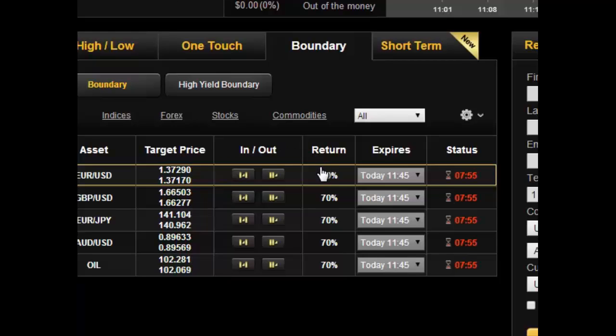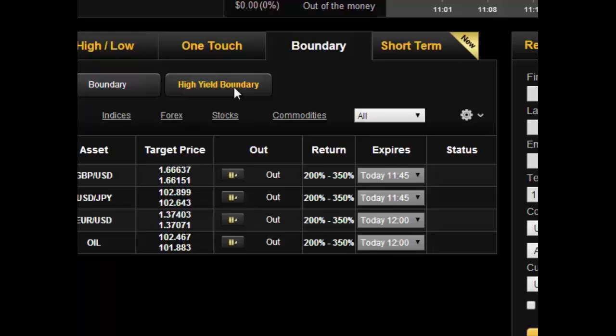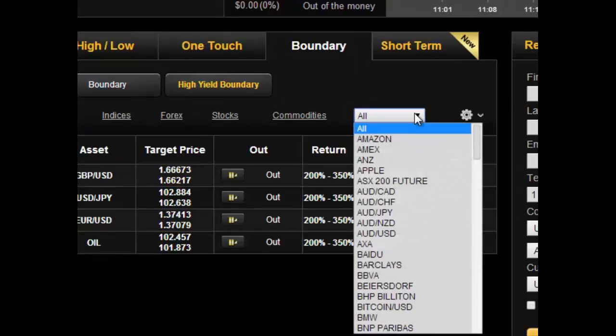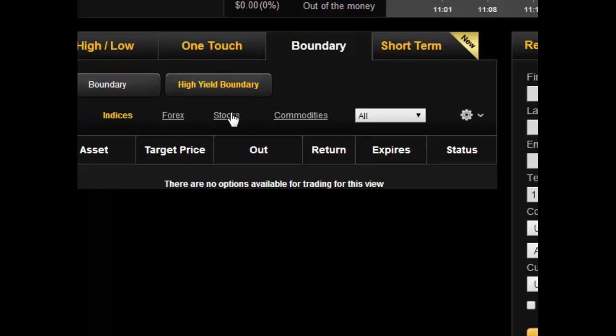The payouts again are anywhere between 70 and 85%. They also have the high yielding binary option. In that case, similar, the ranges might be a little bit further away, and the return profile that they offer is much greater for that particular type of high yielding binary option. They again list all the types of assets that you can trade in individual subcomponents such as indices, forex or individual stocks.